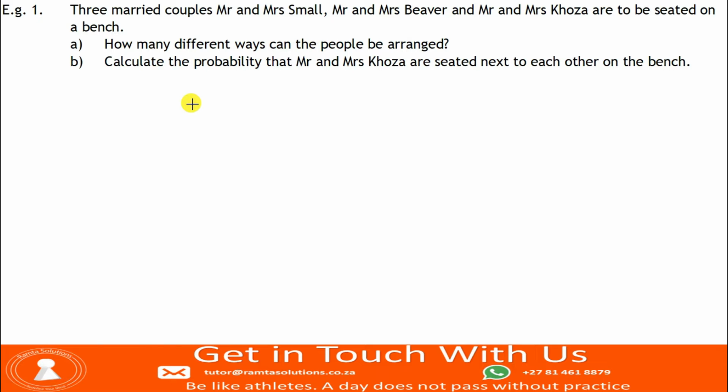So, the first question, or rather the first example, says, three married couples, Mr. and Mrs. Small, Mr. and Mrs. Beaver, and Mr. and Mrs. Koza, are to be seated on a bench. How many ways can the people be arranged?